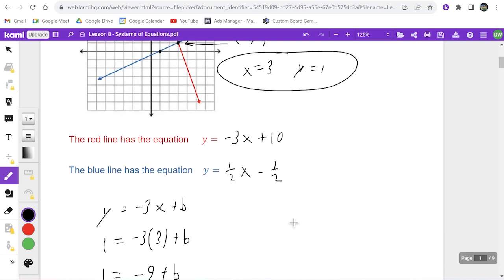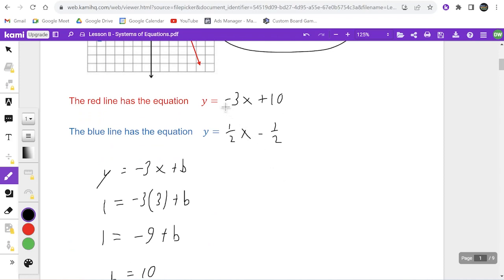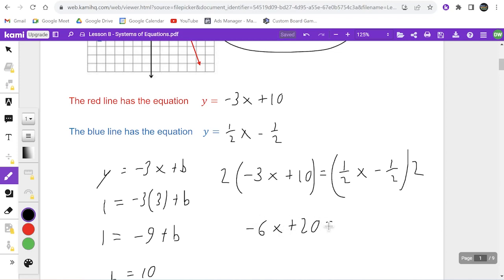But now, how would I solve this function? Well, it's pretty easy. Because the two y functions are equal to each other, I can just set the functions equal to each other. In other words, I can say negative 3x plus 10 equals 1/2 x minus 1/2. Now, I'll admit, this is kind of annoying with the fractions. So the first thing I'm going to do, and this is kind of an advanced technique, but you can do it, is multiply both sides by 2, and that's going to eliminate the fraction. So on the left, distributing the 2, I get negative 6x plus 20. And on the right, the 1/2 and the 2 cancel out, so it's going to be x minus 1.